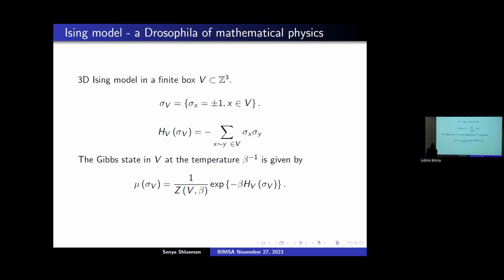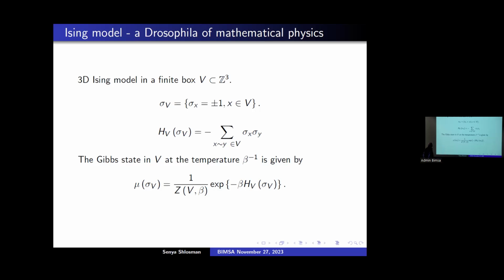And then to every configuration sigma sub V, we correspond an energy function. What is it? We take all bonds inside V. X twiddle Y means that X and Y are nearest neighbors in V on that lattice Z^d. And then we take a product of sigma X, sigma Y, those are plus minus 1s. We sum over all bonds and we put a minus sign. And this is the energy of the configuration of those plus minus spins in the box V.